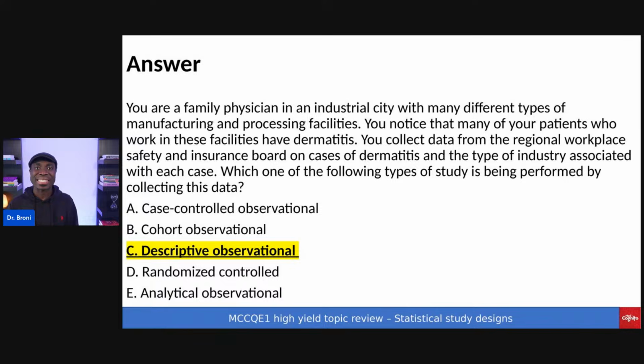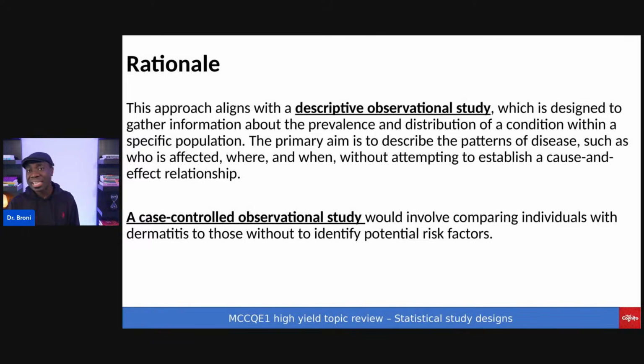The correct answer is C. It's a descriptive observational study. Descriptive observational study. And we're going to dive in to see why the Medical Council chose that as the answer, and in your board exam, why you should choose descriptive observational study as your answer. And this is the reason.